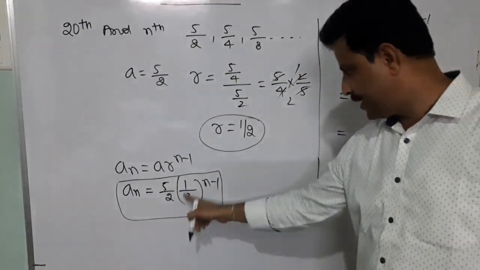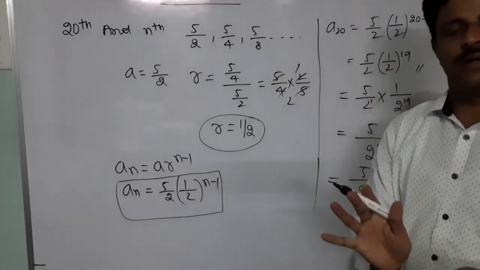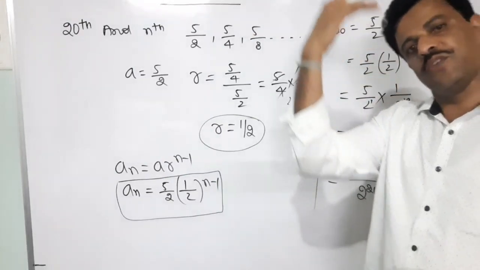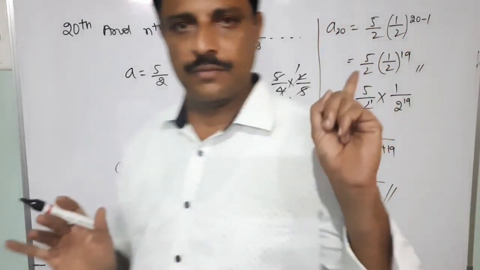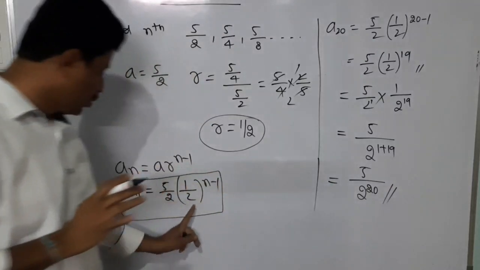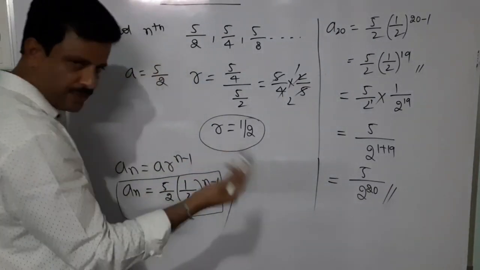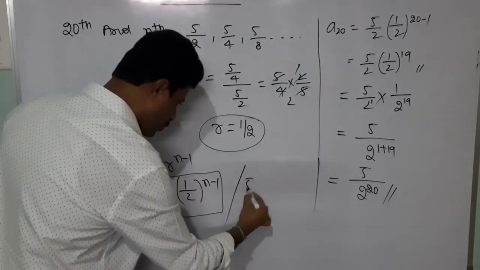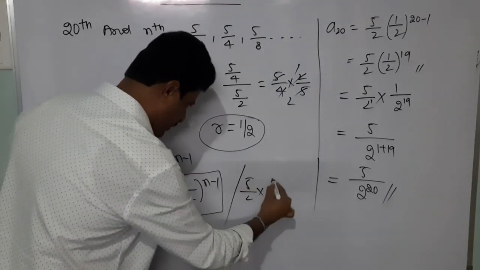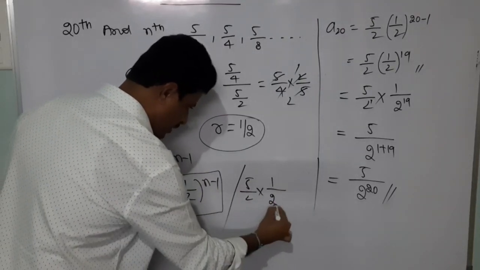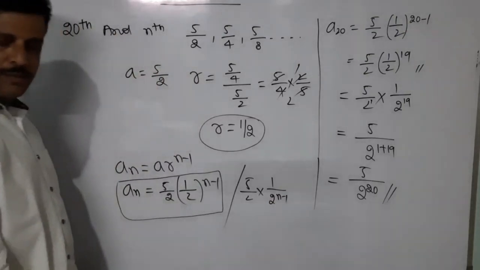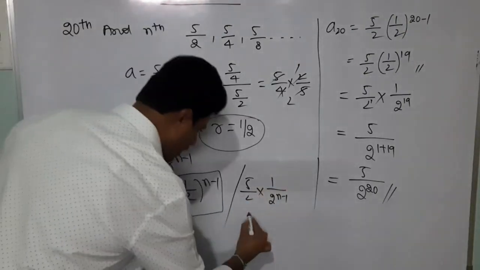Like this, 5 by 2, 1 to the power of n minus 1, 1. So any number to the power of 1 is equal to 1. Okay, next, similarly 2 to the power of n minus 1. If you want, this much is enough. If you want, you can do 5 by 2 into 1 to the power of n minus 1, 1, 2 to the power of n minus 1. Next, multiplication, 5 ones are 5.